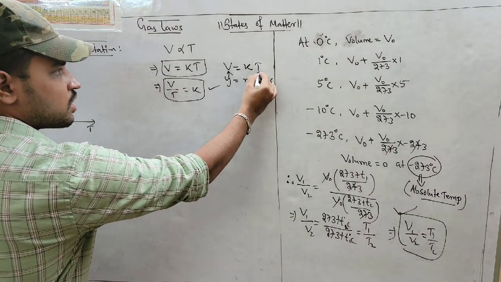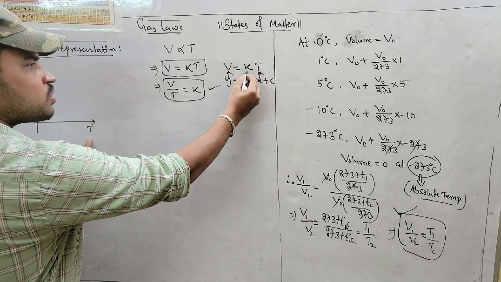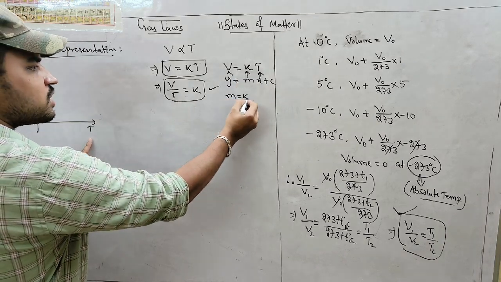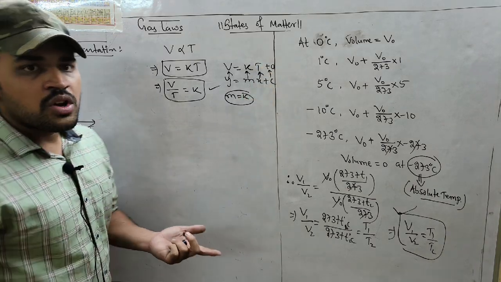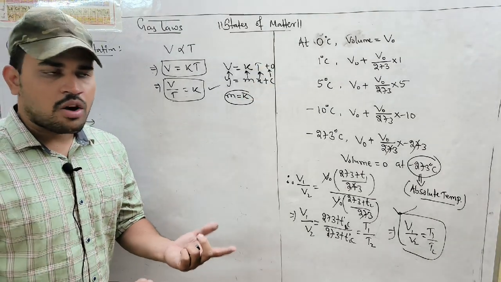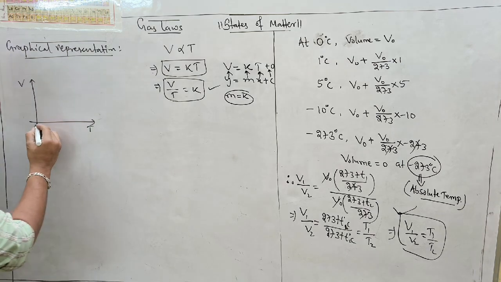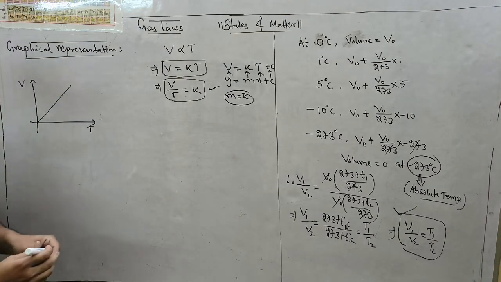On the x-axis, what is there? Temperature is there. So m means what? Slope. M means slope, that is k. And what is the y-intercept? Y-intercept is 0. That means the graph has to start from the origin. Since the graph has to start from the origin, this is the curve.